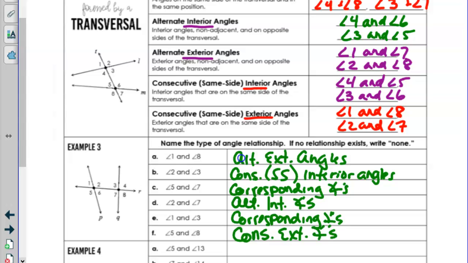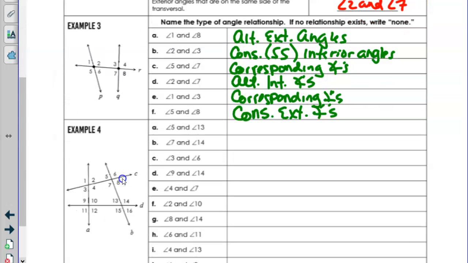Alright, so when we look at example 4, what parts is everybody good with example 3? Or do you just have 2 sets to look at? Was that F you just did? That was F, consecutive exterior. Exterior? Mm-hmm. Okay. When we look down at example 4, I want to also talk about what transversal we're looking at as well.